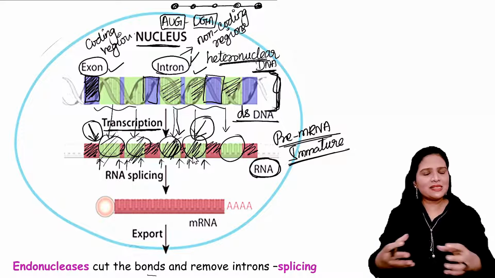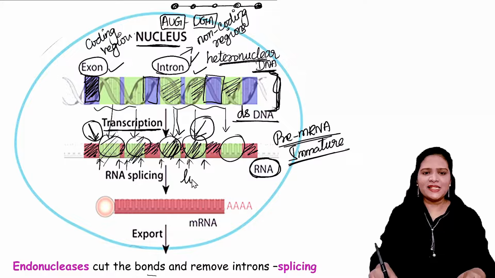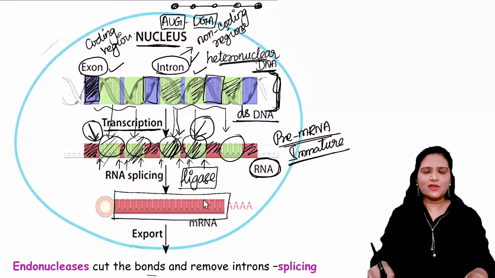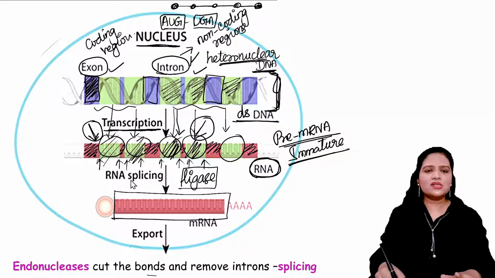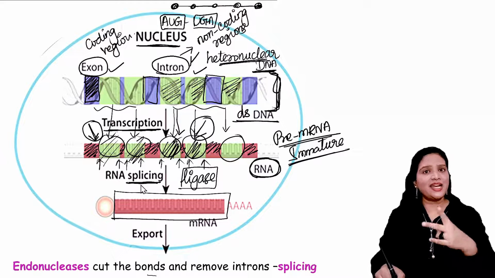So those spaces have to be ligated, joined. So for that, another enzyme called ligase will come and act. Ligase joins all these exons together, so as a result here we get a messenger RNA. Understand? So two enzymes come and act here. Endonuclease comes and cuts all the unnecessary intron parts. That process is called splicing. Splicing means cutting. RNA splicing, RNA cutting.